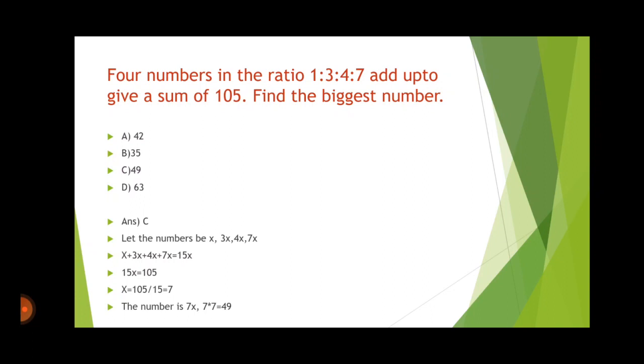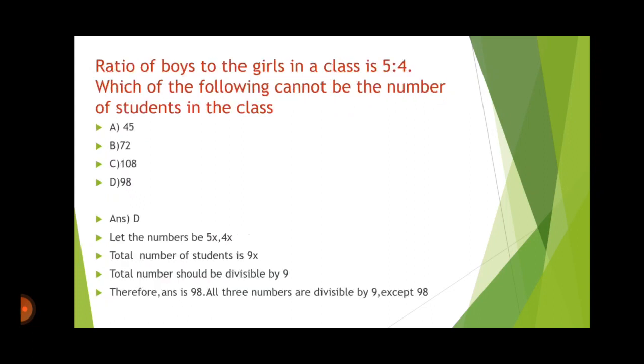And it is asking for the biggest number. The biggest number is 7x. The value of x is also 7. So the highest number is 7 into 7, which is equal to 49. If the question asked for the smallest number, what will be the value? It is 1x, that is 1 into 7, which is equal to 7. But here it asks for the biggest number, so the answer is option C, 49.